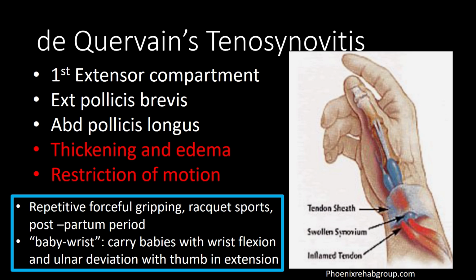And I'll show you some cine clips of that. In almost all cases, there is a history of that repetitive, forceful gripping. There's something that's called the baby wrist, where when you hold a baby, your wrist is always flexed and kind of ulnar deviated, and that's what exacerbates that tension on that first extensor tendon compartment.